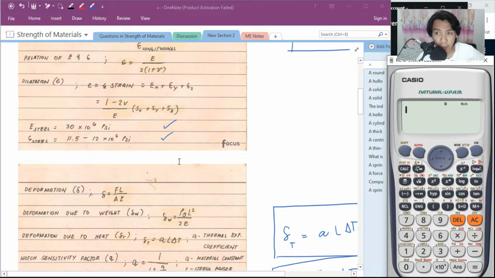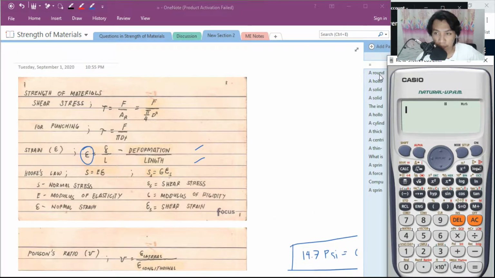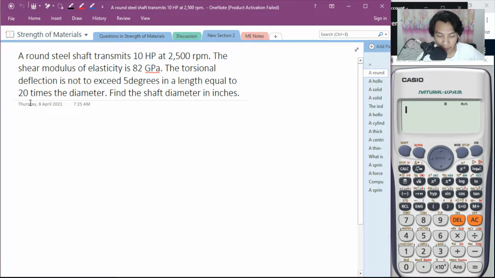So let us proceed with problem number 1. Okay? Refresher course na lang to. So shafting. A round steel shaft transmits 10 HP at 2,500 RPM. The shear modulus of elasticity is 82 GPa. A torsional deflection is not to exceed 5 degrees in a length equal to 20 times the diameter. So, yung length daw niya is 20 times nung diameter. Find the shaft diameter in inches.